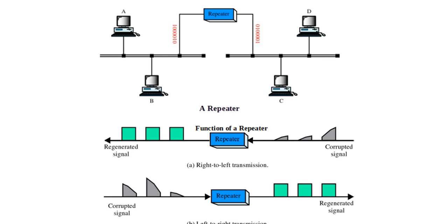So that is one more diagram. The devices are A and B, and on the right-hand side, C and D. Both sides are connected by the repeater. You see the diagram. In the right to left transmission, the data is transferred from right to left. The weak, corrupted signals are transferred from left to right through the repeaters. The repeater strengthens the signal, and we get the actual strengthened signal. Likewise, the corrupted signal is transferred from left to right through the repeater. Again, we get the strengthened signal on the right-hand side.